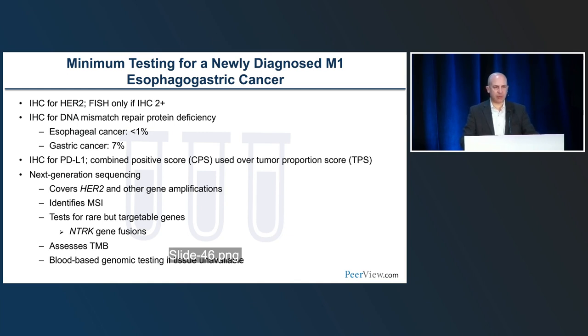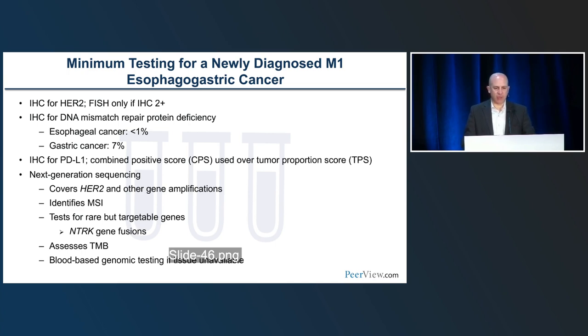IHC for mismatch repair protein deficiency, which we'll talk about a little later. A critical element for us is understanding the role of microsatellite instability and establishing first if immunotherapy alone is an appropriate option for patients with gastroesophageal cancer. It's much less common in esophageal cancer and a little more common in gastric cancer, and of course colorectal cancer, which we'll talk about at the end.